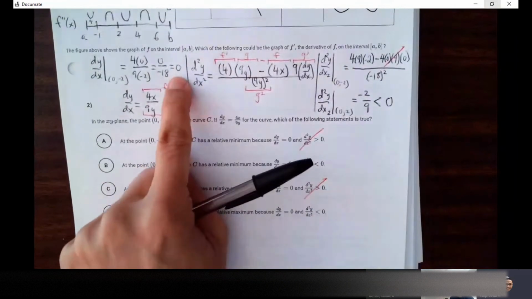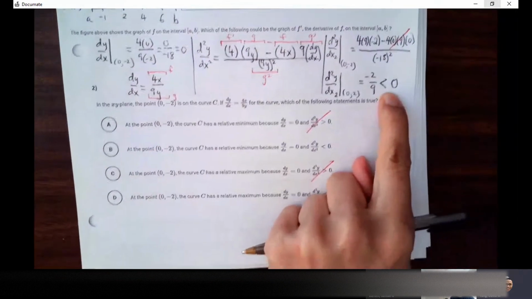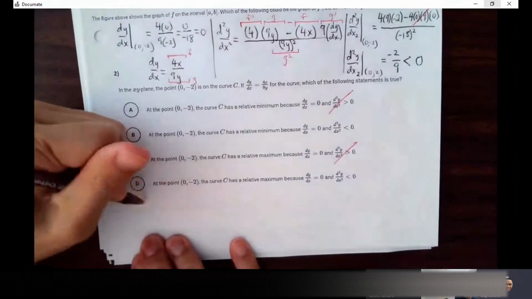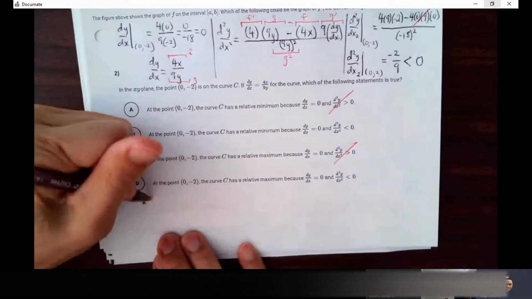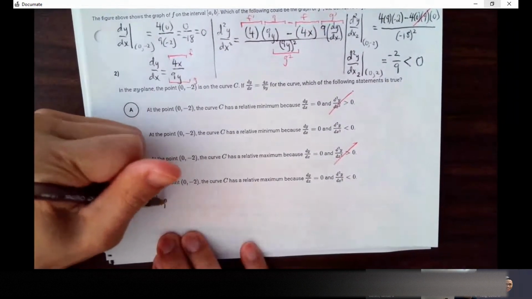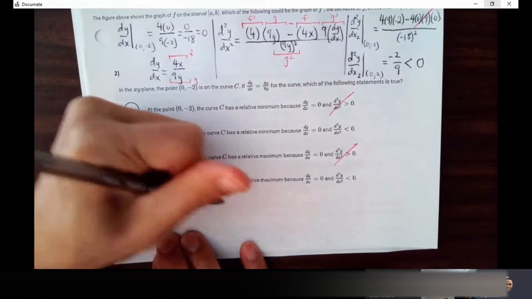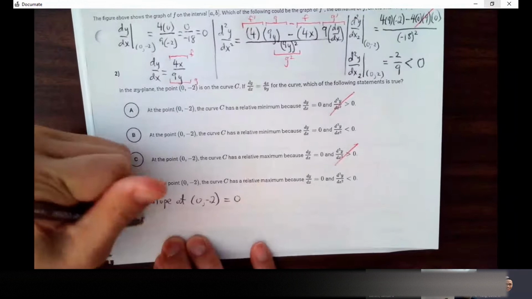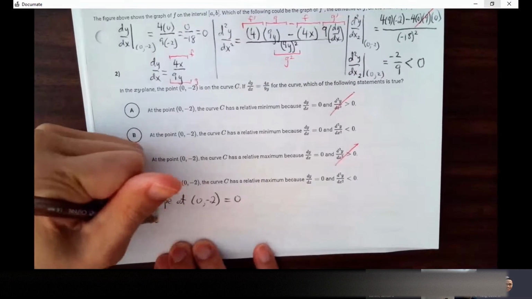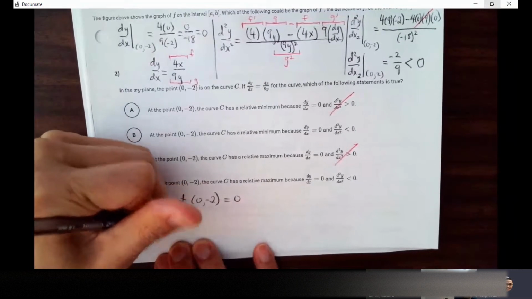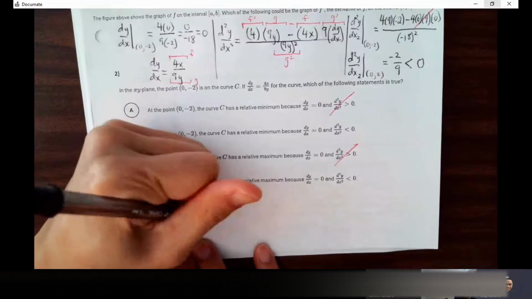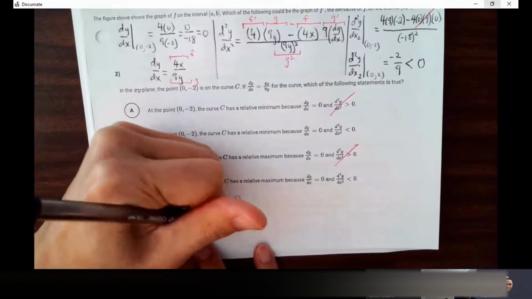We know the slope is 0, and we know the second derivative value is negative. So let's gather that information here. We know that for this graph, the slope at 0, -2 is 0. And then we also know that the graph is concave down because we're getting a negative value at x equals 0.